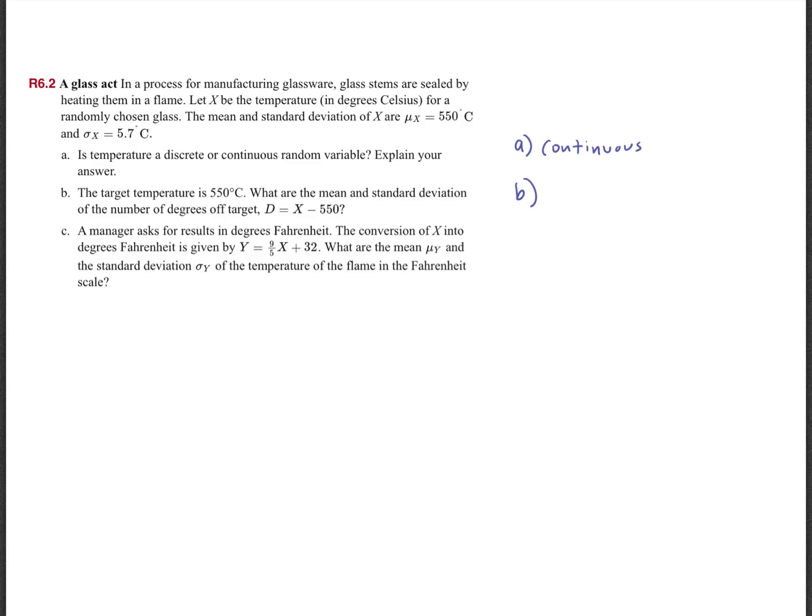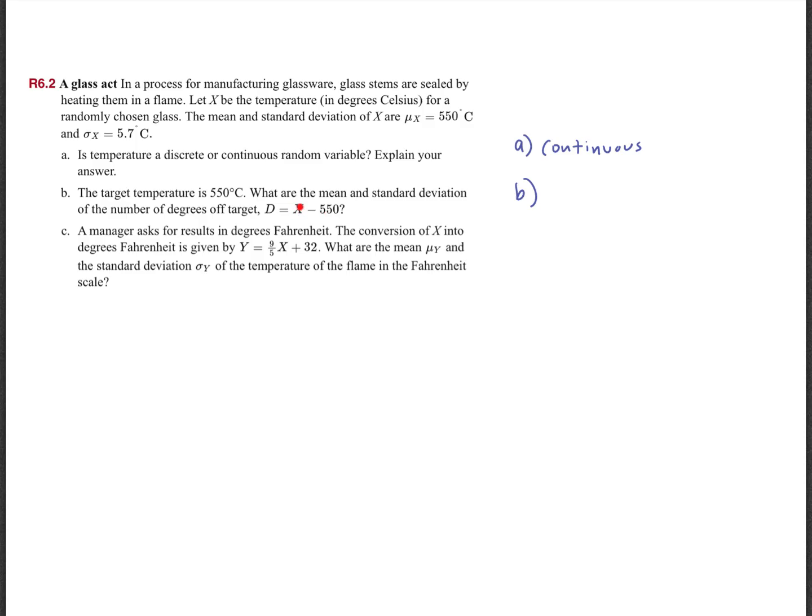B. The target temperature is 550 degrees Celsius. What are the mean and standard deviation of the number of degrees off target, which you could represent by D, which is X minus 550? Just notice what they're saying here. They didn't have to give you this formula. They could have made you come up with this. But that makes sense. If the target's 550, whatever your actual temperature is, to figure out how far off target it is, you want to subtract 550.